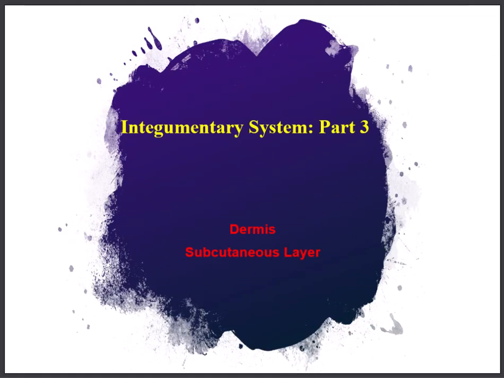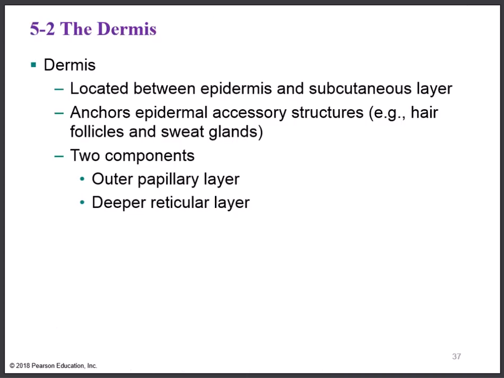In part 3 of the integumentary system, we're going to focus on the dermis and the subcutaneous region. So we know from our previous parts that the dermis is located just underneath the epidermis, right? It's deep to the epidermis, but it's above a layer of kind of fatty tissue known as the subcutaneous layer. So we're going to find it right in between the epidermis and the subcutaneous layer.